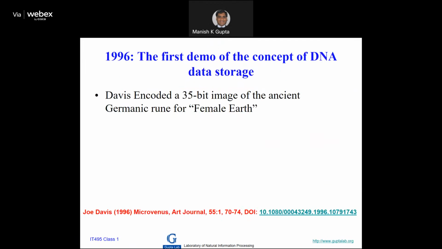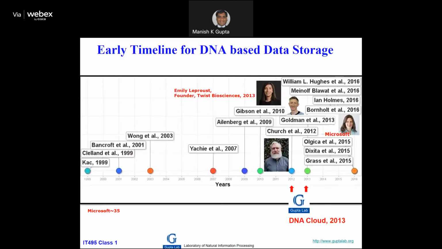Then the first demo of the concept of linear storage was in 1996, when Joe Davis encoded a 35-bit image into DNA. That was the first demonstration. Here is an early timeline for DNA storage. After that, you see 1999, some work was done. But these are all very, very small things, 1999, 2001. In all these papers, they stored on some living thing, some cell, transformed everything in the cell, and so on.